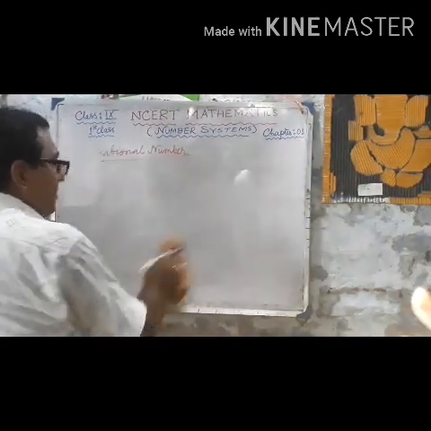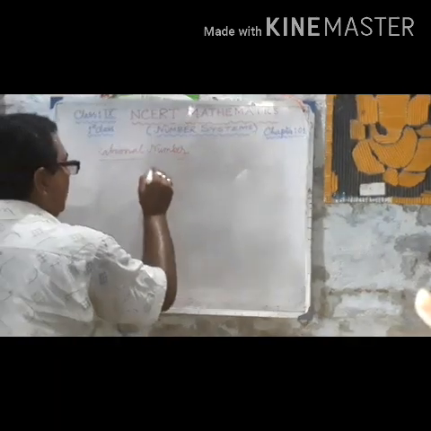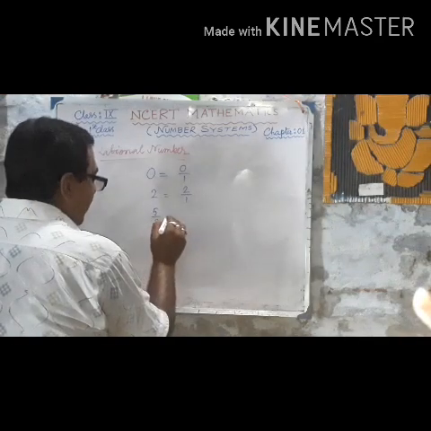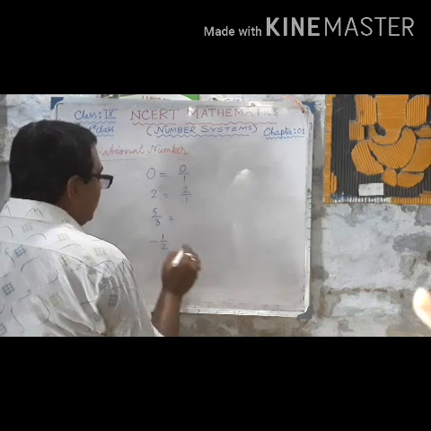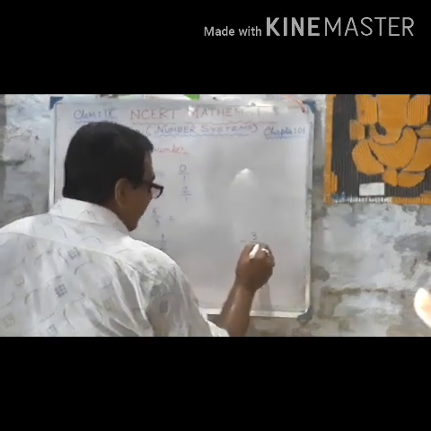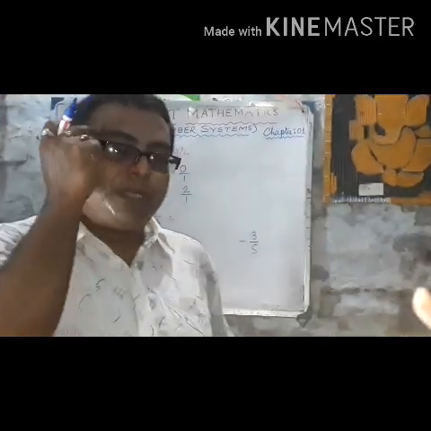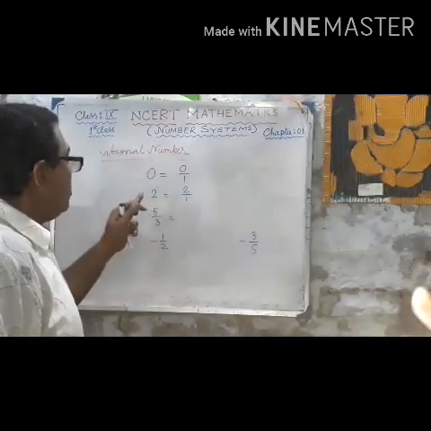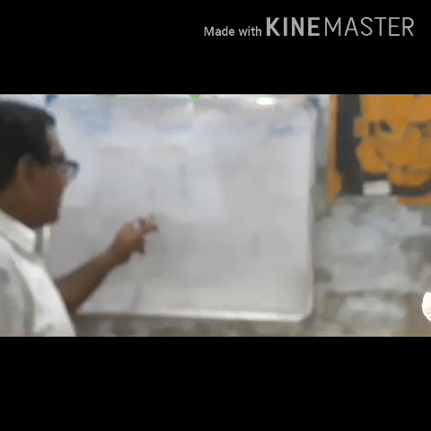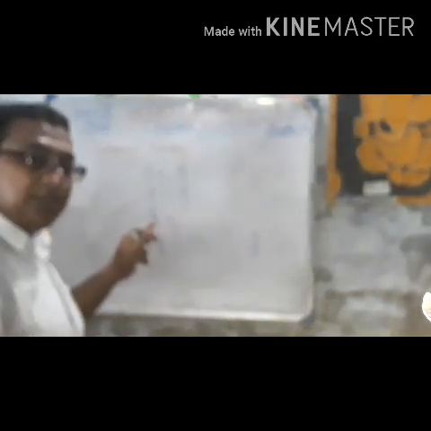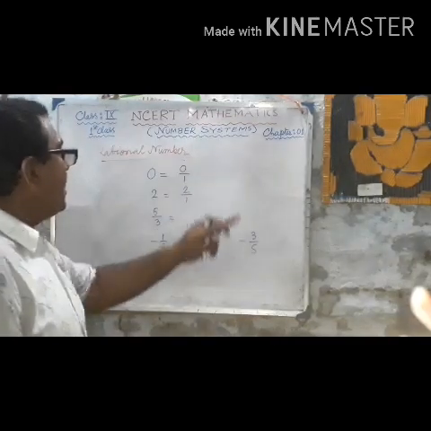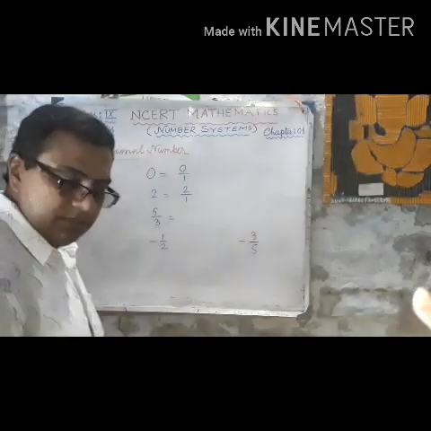For example, 0 can be expressed as 0 by 1, 2 by 1, 5 by 3, minus 1 by 2, minus 3 by 5. These are all rational numbers. 0 can be expressed as 0 by 1; 0 is an integer, 1 is an integer. 2 by 1, 5 by 3: 5 is an integer, 3 is an integer, and the denominator is not equal to 0. Those are rational numbers.